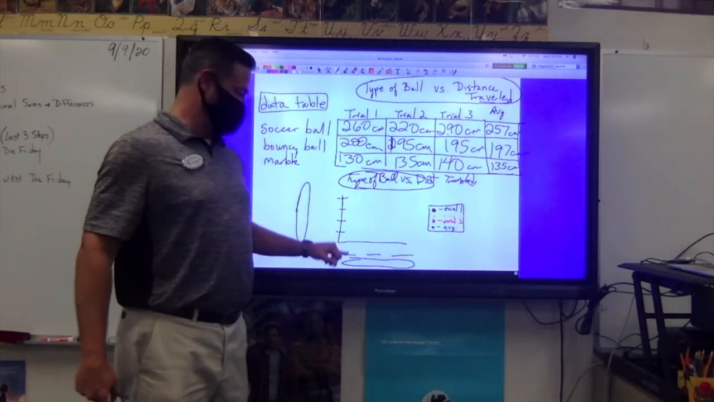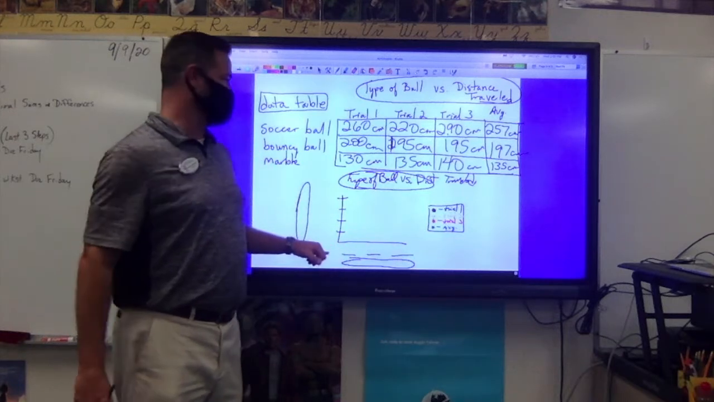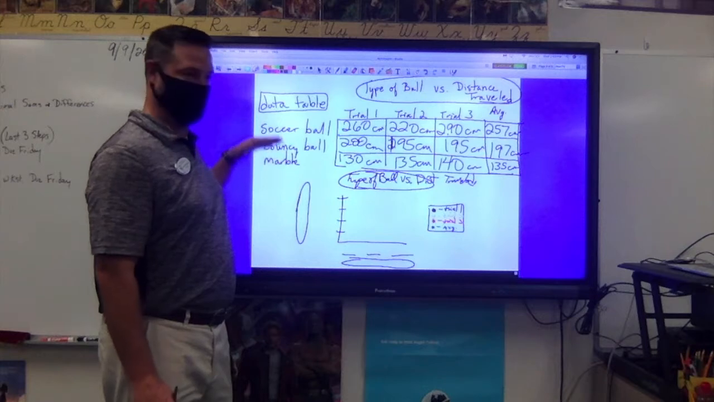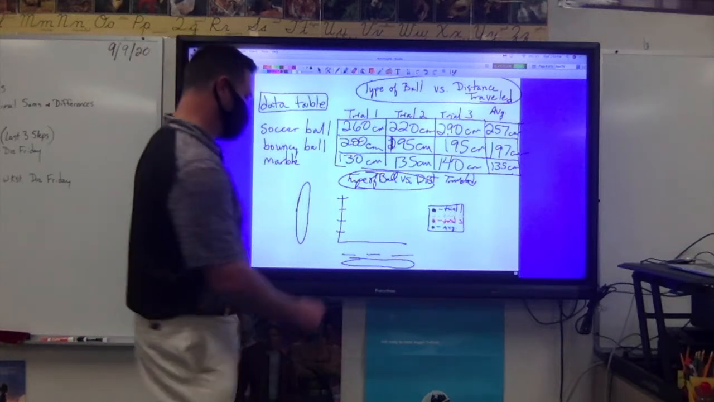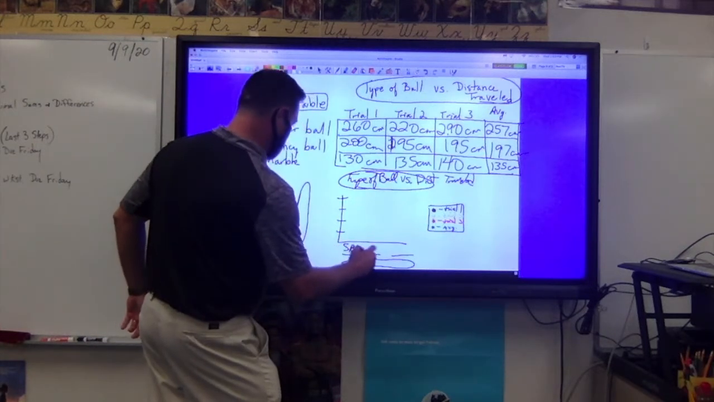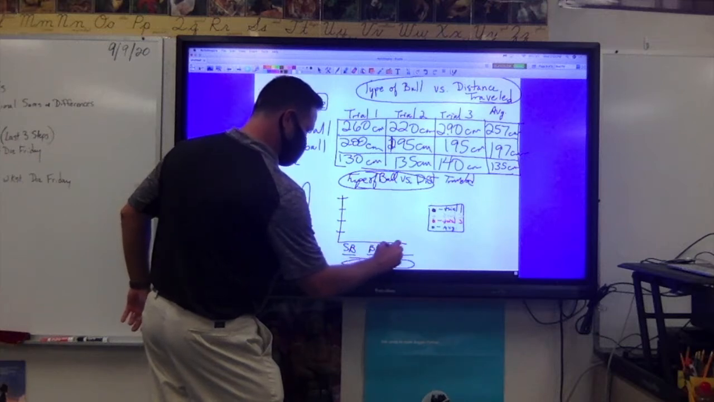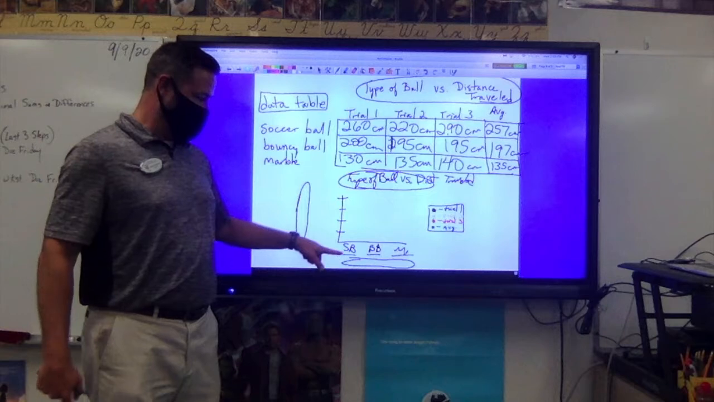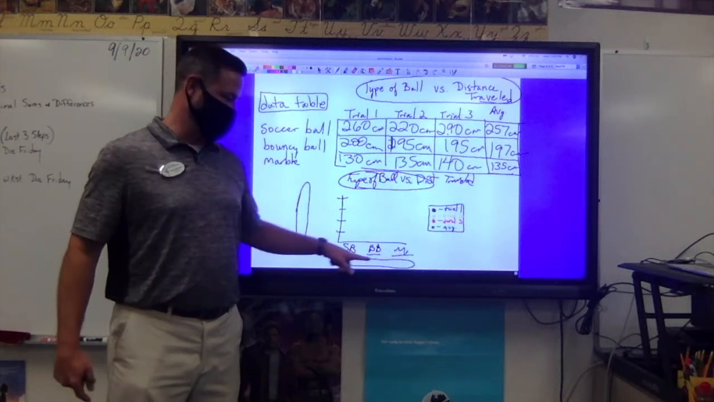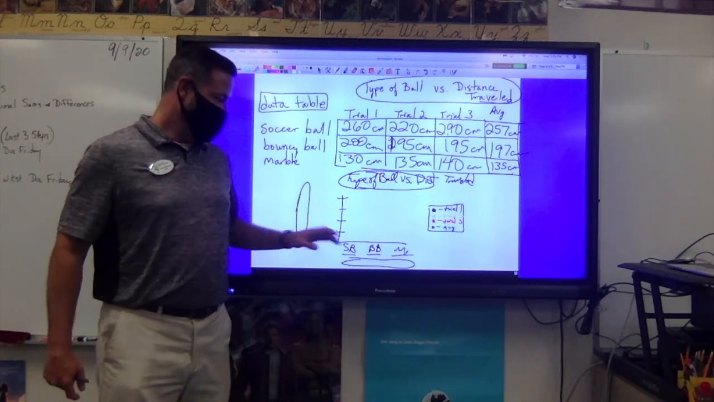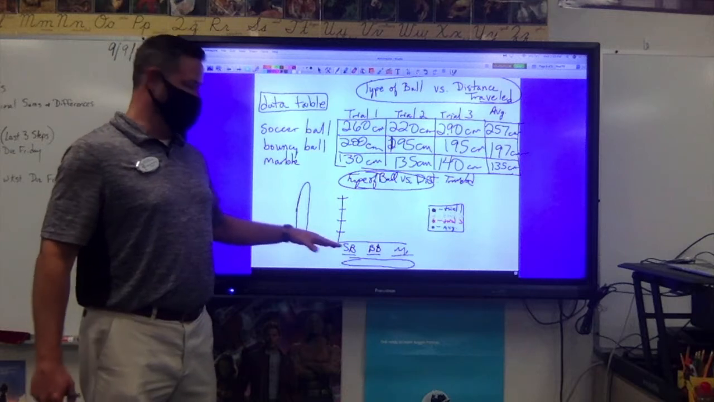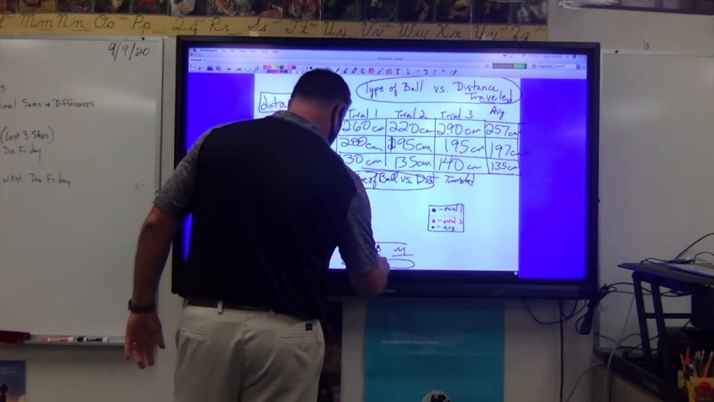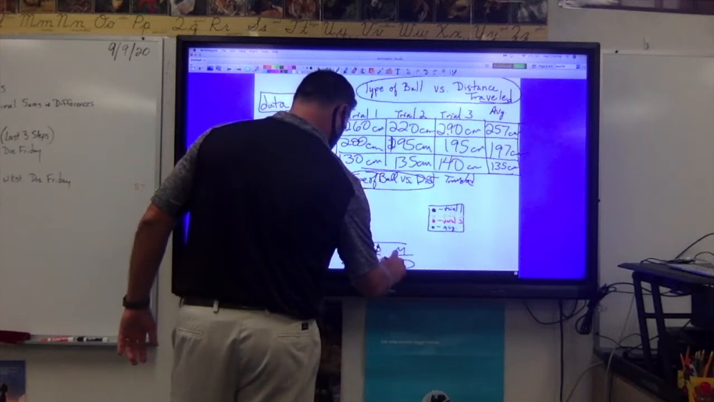Down here you can see there's 3 spaces. These 3 spaces are for your 3 different variables, the things that are different. So we have a soccer ball, we have a bouncy ball, and we have the marble. Now a lot of people just put those 3 and they miss a point because they need to title these. You have to have a title, that's why I have a little circle down here. This little bubble is for the name of those. So what we could call this is the type of ball.